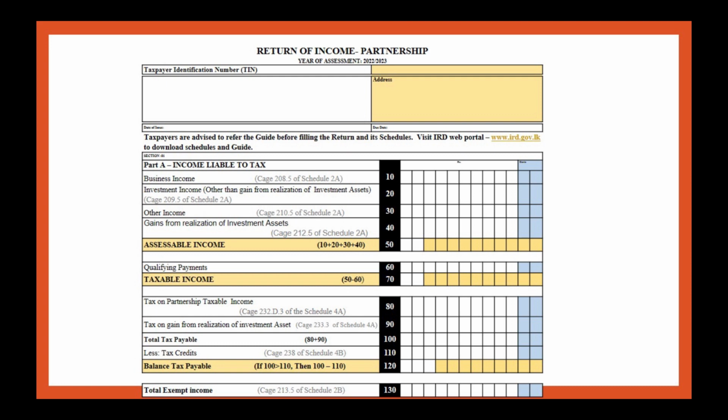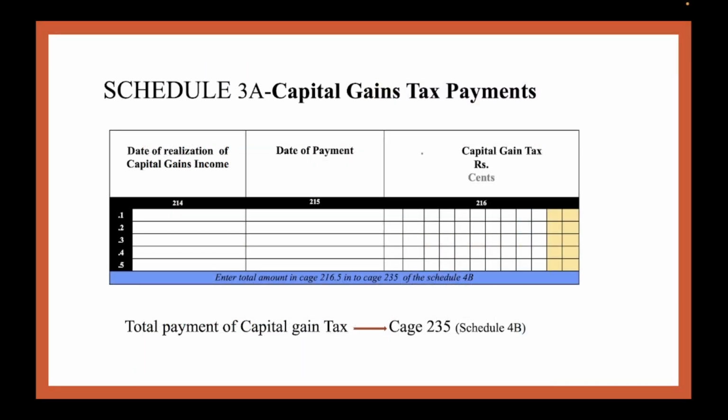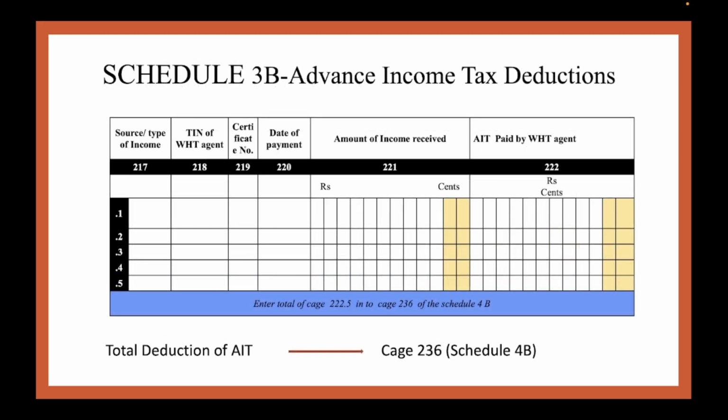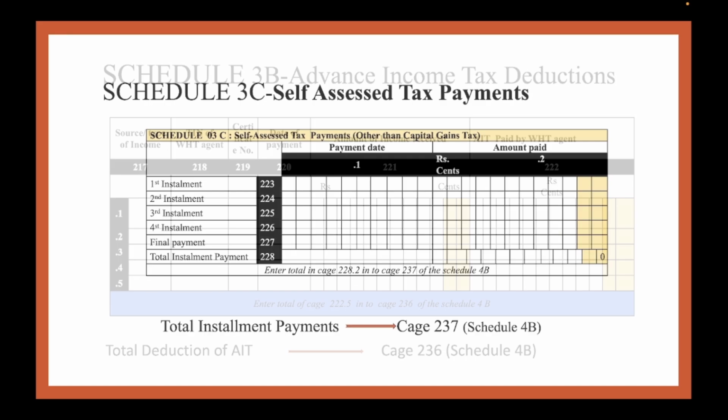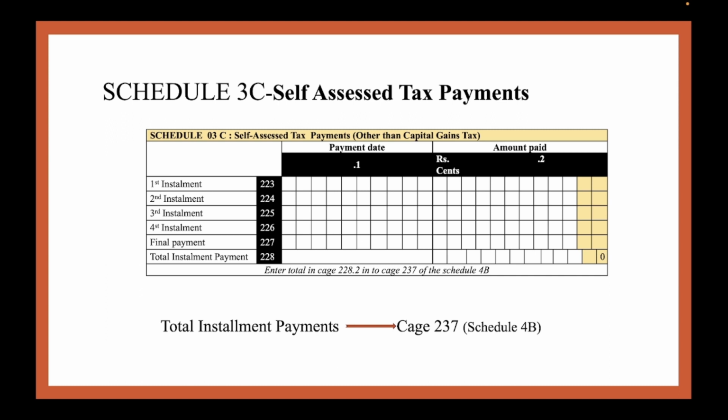The next step is to deduct the tax credits. For that, you have to go into Schedules 3A, 3B and 3C. Schedule 3A is for the capital gain tax payments. Schedule 3B is for the advance income tax payments. Schedule 3C is for the self-assessment tax payments. Enter the relevant dates, amounts paid, and any other details required by the schedule under the relevant columns. Remember here that the total payments of each schedule is directed to Schedule 4B.